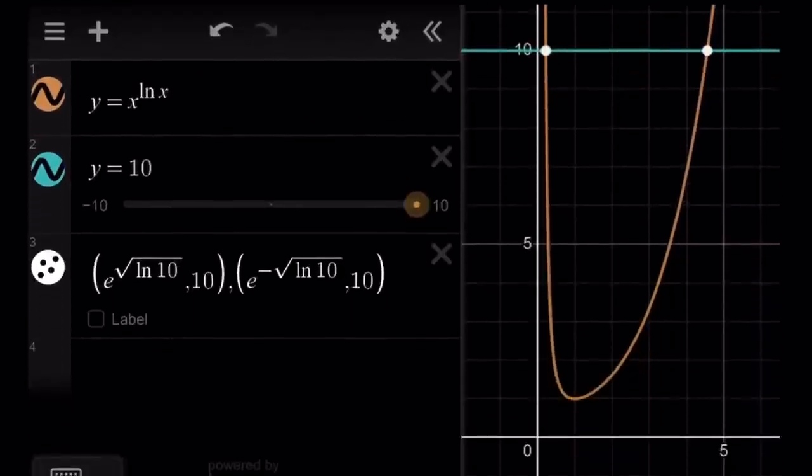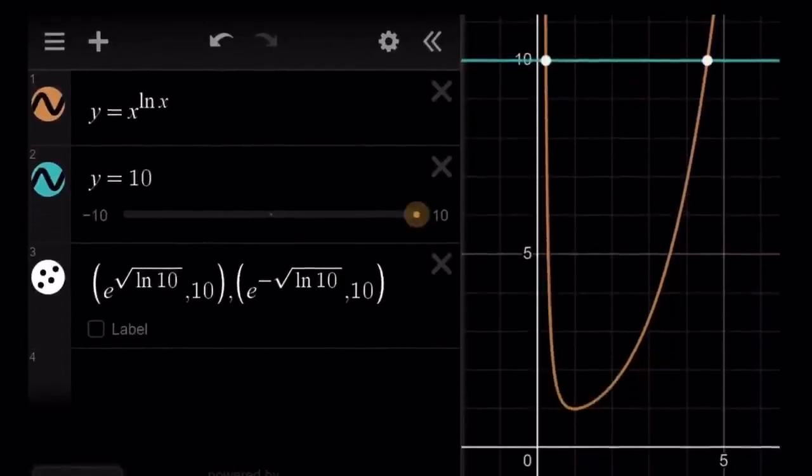Let's go ahead and take a look at the graph real quick and we'll finish up. So here's the graph of y equals ln x to the power ln x. Remember, we looked at this graph before. We've done quite a few problems on this function. The horizontal line y equals 10 intersects the graph at 2 points, and those points are given by these x coordinates, which are the solutions to our equation.